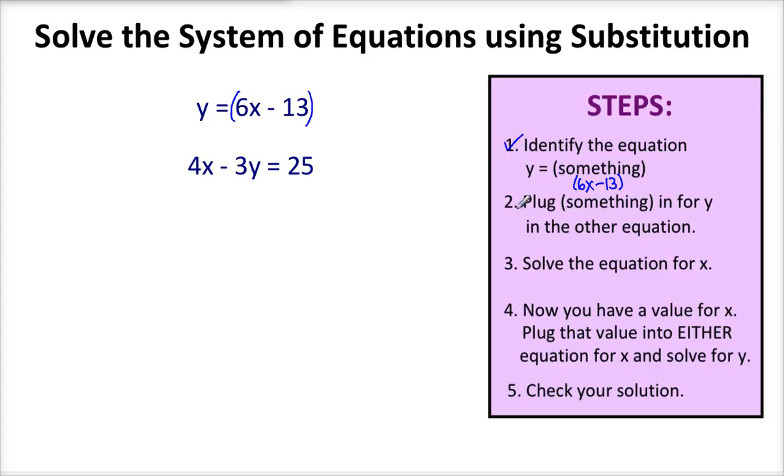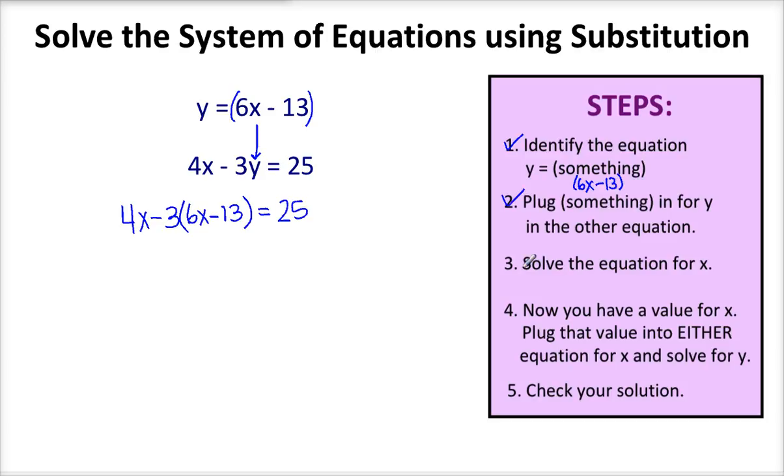Now step number 2 says plug that something in for y in the other equation. So since I know that y is equal to 6x minus 13, that means I can plug it in for y in the other equation. So let's go ahead and plug it in there. So we have 4x minus 3, and instead of a y, I'm going to plug in this something. And always substitute with parentheses, so you can keep all the signs straight. And then continue filling it out exactly the same as before. Okay, step number 2 is done.